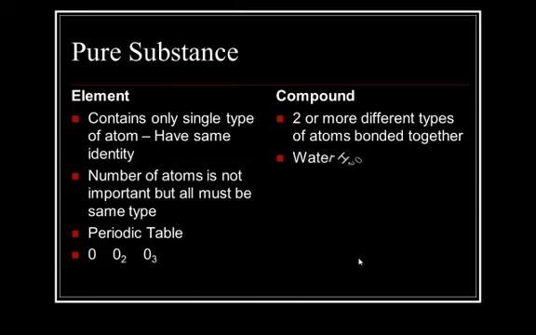Now, a compound is 2 or more different types of atoms bonded together, like water, we already talked about, carbon dioxide, or salt. So we have 2 or more different atoms that are bonded together to make that compound.